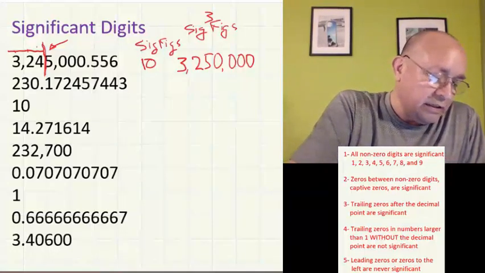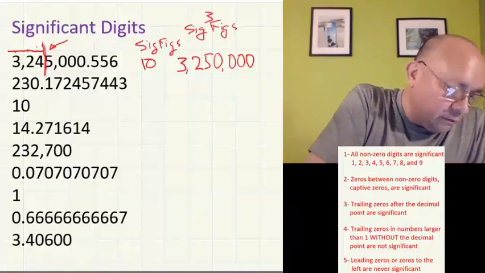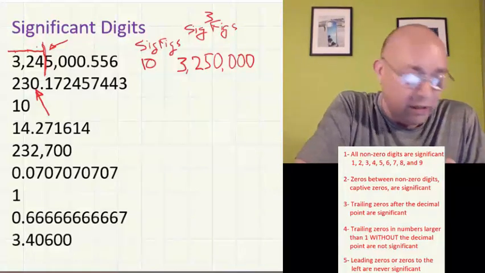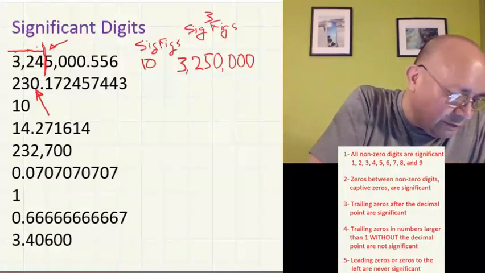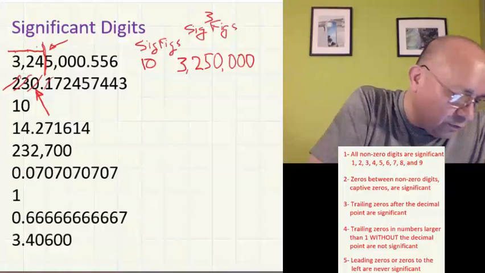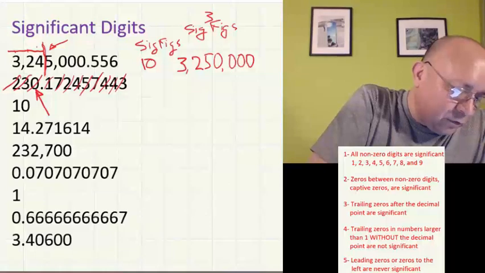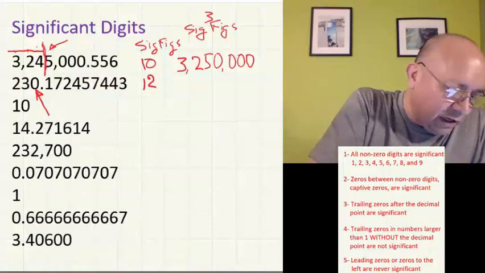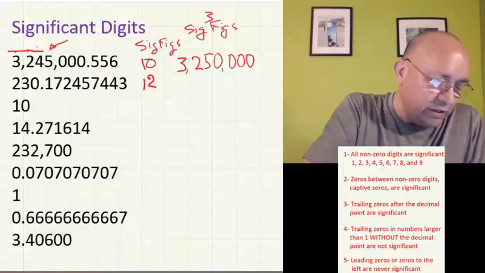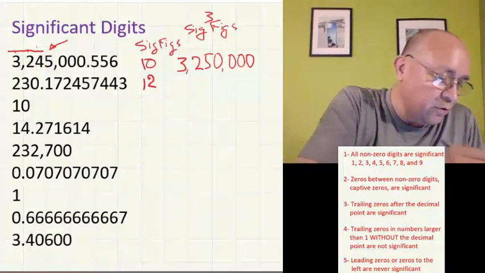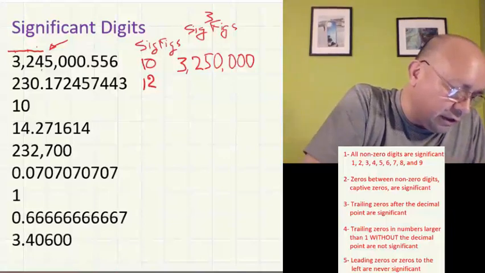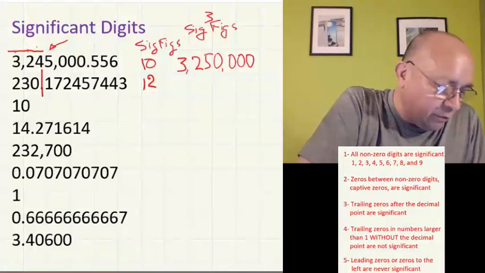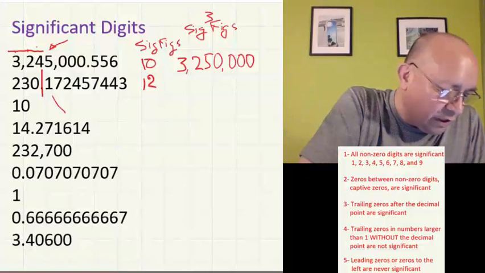Let's do the next one. The next one has one captive zero here, so that zero is also significant. So all those digits are significant. We have 1, 2, 3, 4, 5, 6, 7, 8, 9, 10, 11, 12. 12 significant digits. Okay, now let's rewrite it with just 3 significant digits. So we cut here at the 3, and then we have to round the 0 according to this number 1.